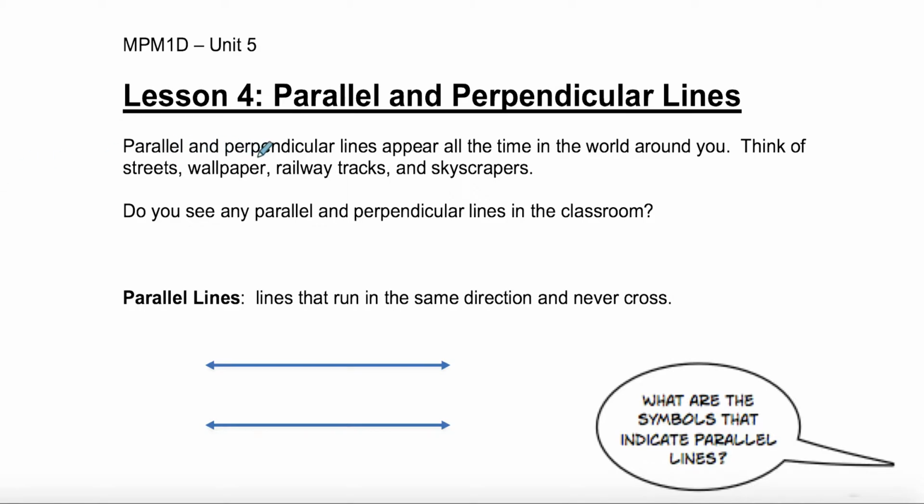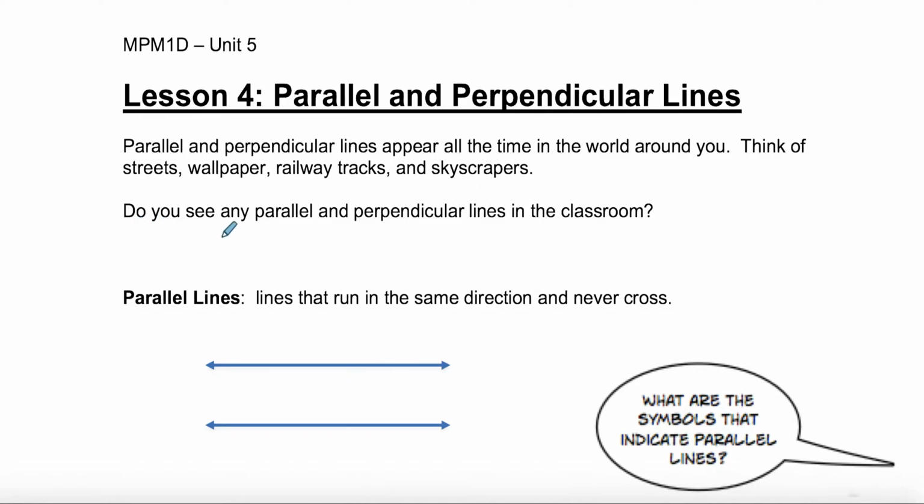Parallel and perpendicular lines appear all the time in the world around you. Think of streets, wallpaper, railway tracks, skyscrapers. Some cities, if you look at a map of the city, it's quite amazing how perfectly parallel the streets run and perpendicular the cross streets would run.